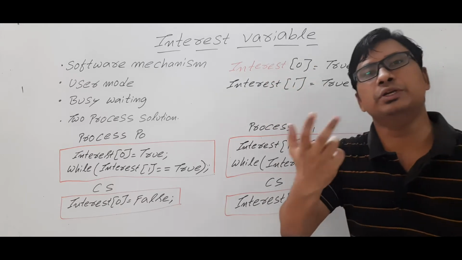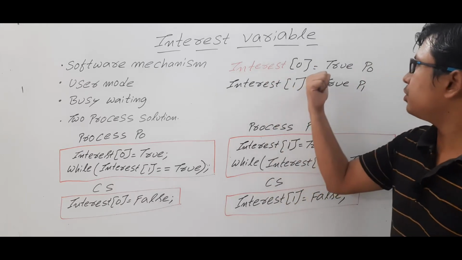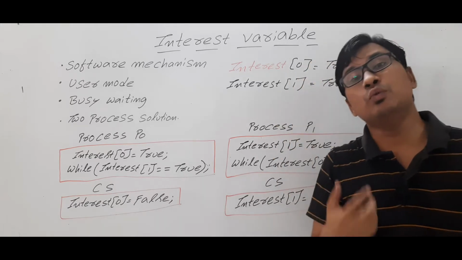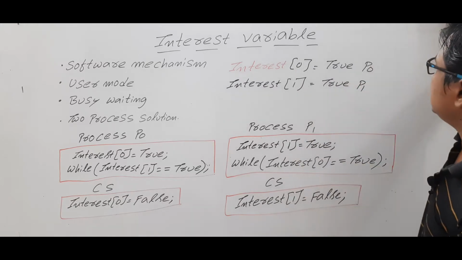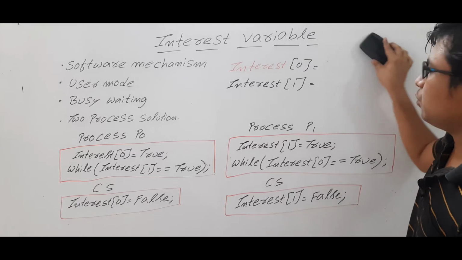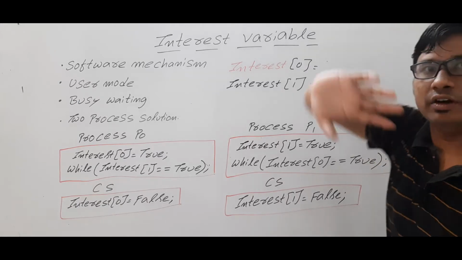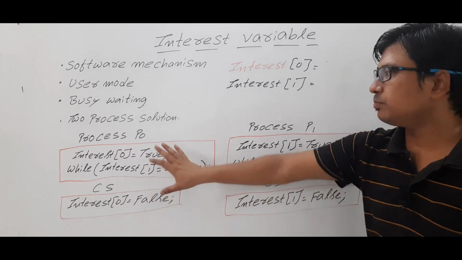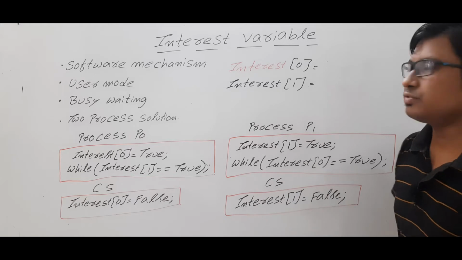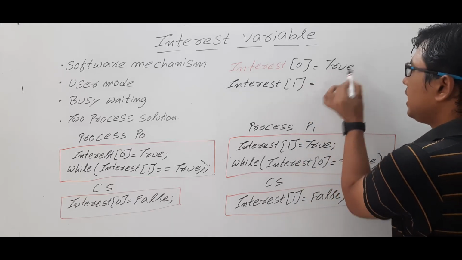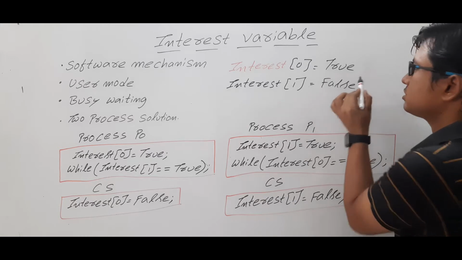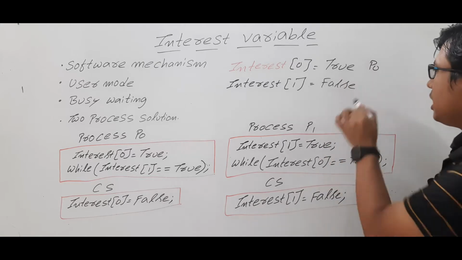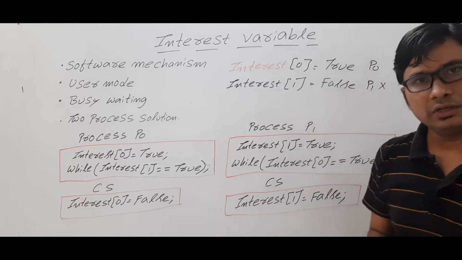Interest of 0 either can be true or false. If it is true, process P0 wants to enter into the critical section. If it is false, process P0 does not want to enter into the critical section. Initially, interest of 0 and 1 will be false, meaning that none of the processes is ready to enter into the critical section. Now, let me discuss the working process by keeping interest of 0 equal to true and interest of 1 equal to false, meaning that process P0 wants to enter into the critical section and process P1 does not want to enter into the critical section.